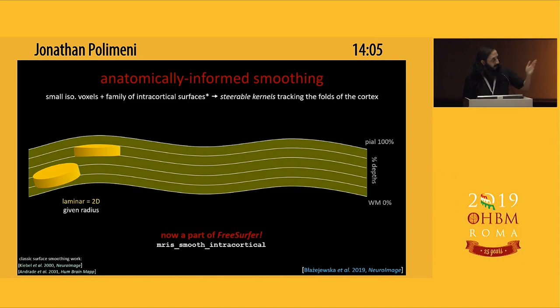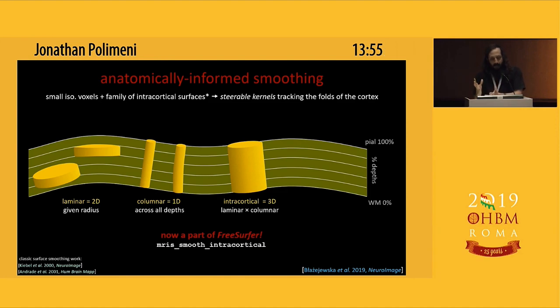For example, we can perform smoothing within cortical layers if we assume that the activation is constant within the cortical layers. We can also smooth across cortical columns if we have a prior that the activation will be columnar. We can also perform more general, what we call intracortical smoothing, again with this 3D smoothing kernel that tracks the folds of the cortex, or what we call a restricted kernel, which avoids contamination from the white matter and noise contamination from the CSF.